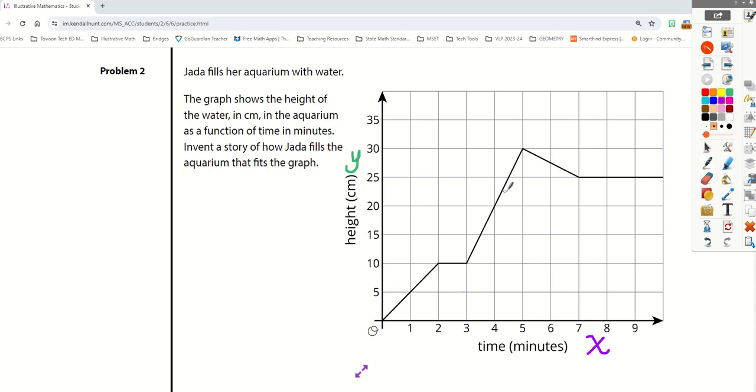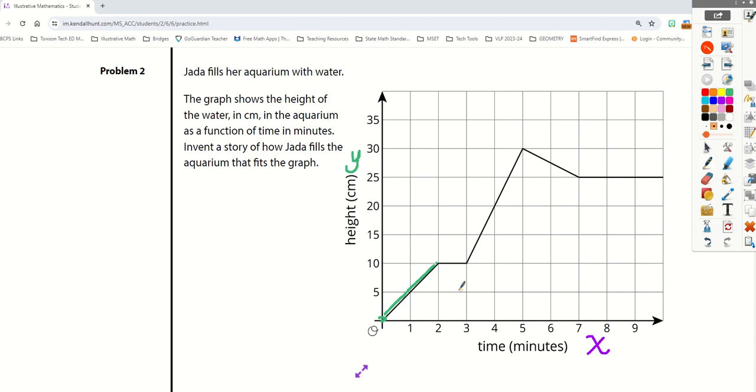So let's talk about the story. Here's the story. This is actually kind of fun to do. I'm going to use green to show the increases. So she starts with an empty tank and she fills the tank up. Okay, she's filling it up and she stops right here at the 10 centimeter mark after 2 minutes. So it took her 2 minutes to fill the tank up 10 centimeters.